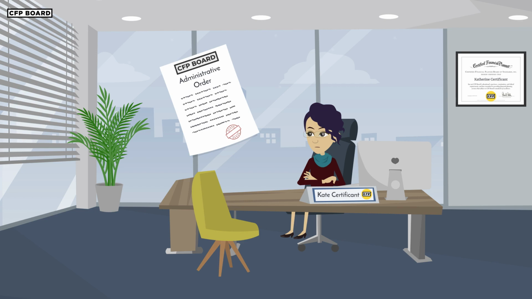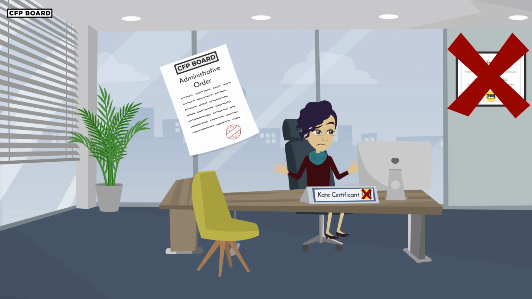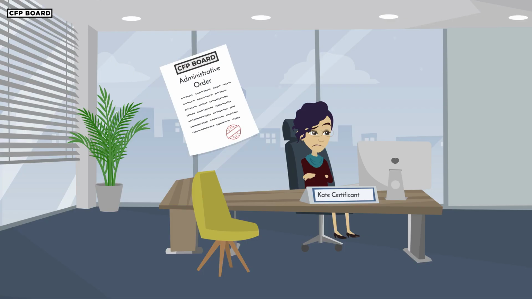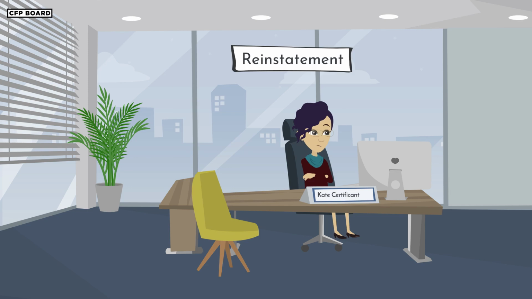If you are subject to an administrative order, you may not use the CFP certification marks or hold out to the public in any way that you are certified by CFP Board. If you are subject to an administrative order of suspension or temporary bar, the procedural rules allow you to seek reinstatement. We'll discuss that process and its limits more fully in the next video.